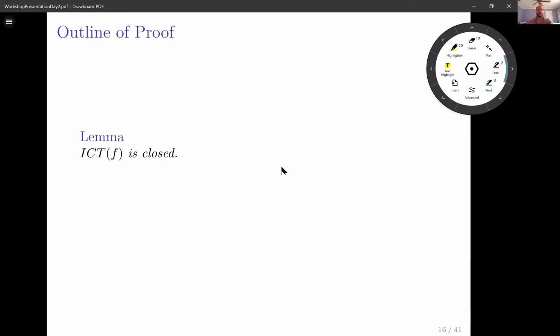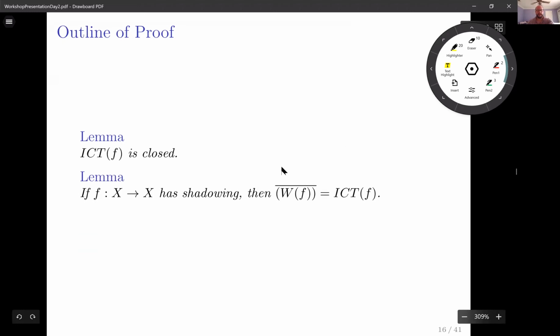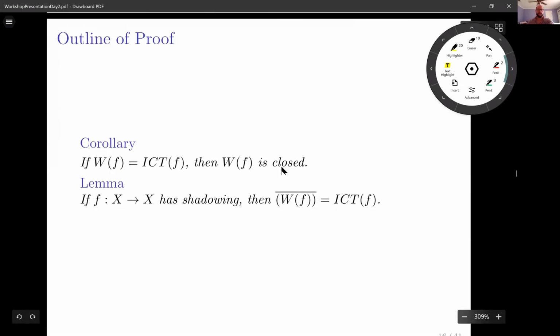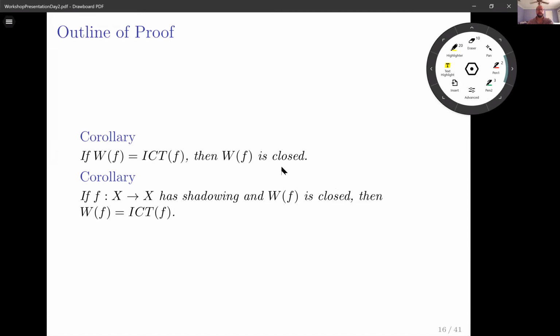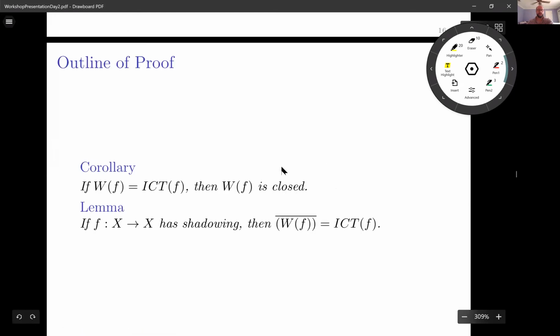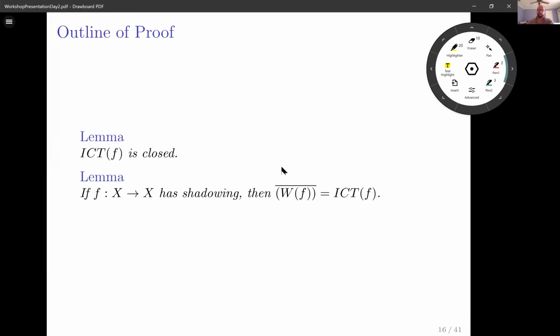Okay. So a quick outline of what we're going to do before we do anything. First thing we're going to show is that ICT of f is a closed subset of 2 to the x. Then we're going to prove that if f has shadowing, then the closure of W is equal to ICT. And that'll tell us that if f has shadowing and W of f is closed, then W of f is equal to ICT of f. So our plan is to prove these two lemmas, and our result will follow pretty much immediately.